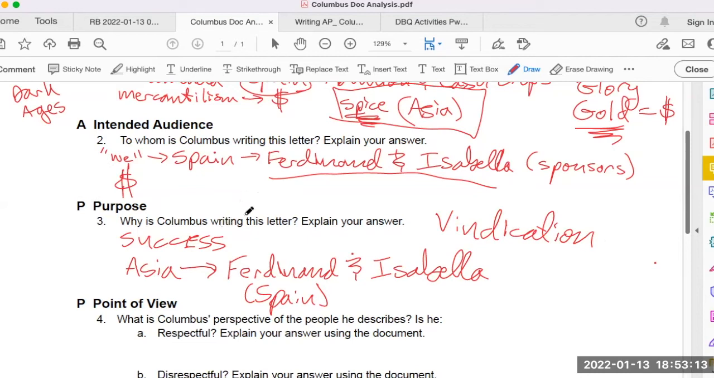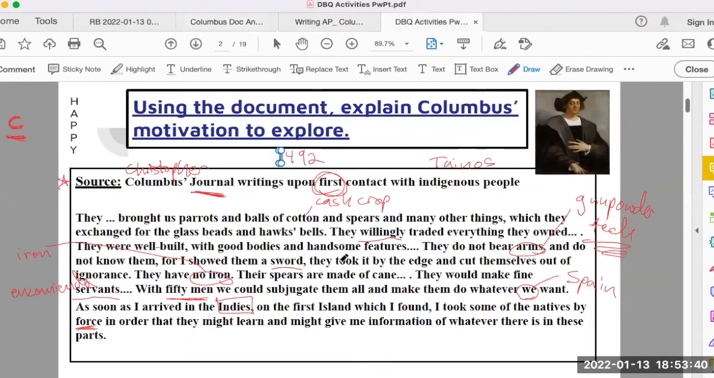Now, we know that he wasn't right. He didn't actually make it to Asia. Instead, he made it to the New World. But he believes that he has done a great success. And he wants to convince Ferdinand and Isabella that he has found this route to Asia. So you can see in the document, he's talking about how well built and handsome the natives of the Indies are, and that he could easily subjugate them for the glory of the King and Queen of Spain.